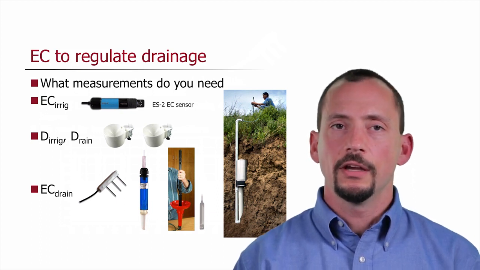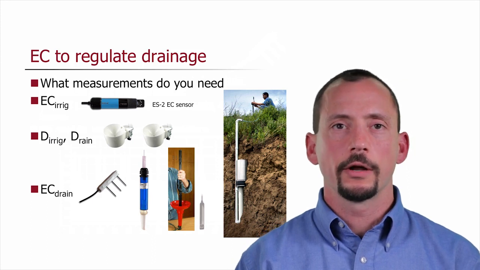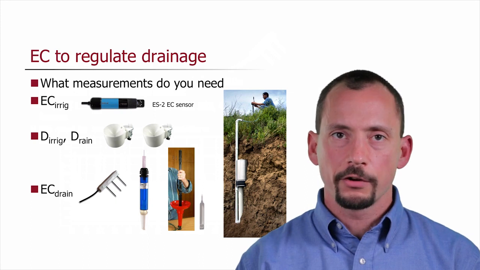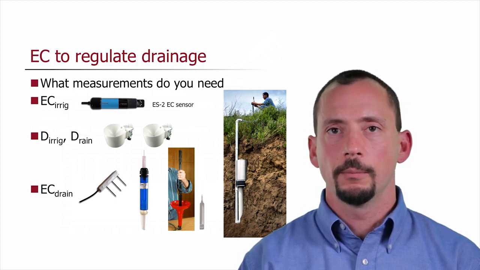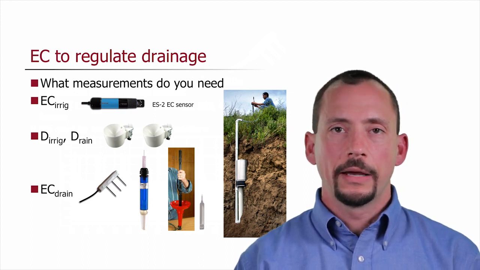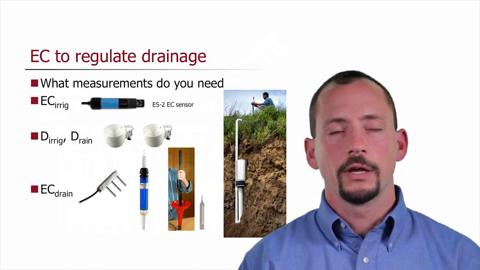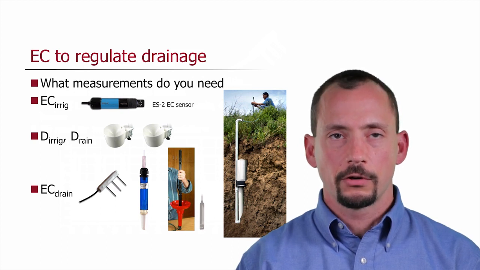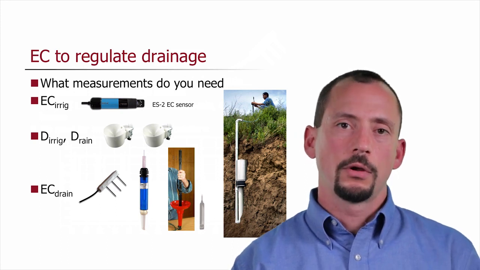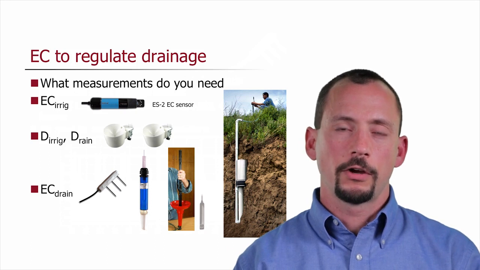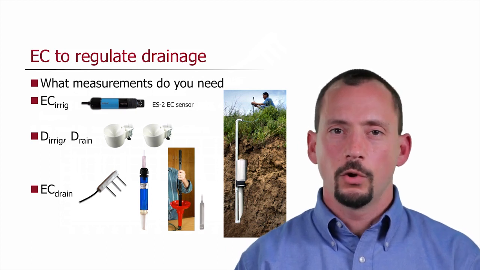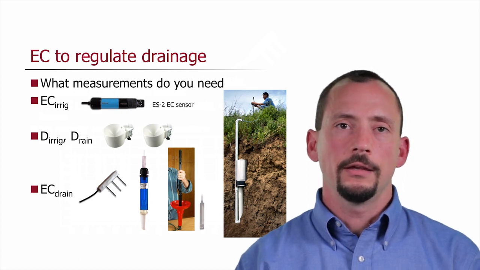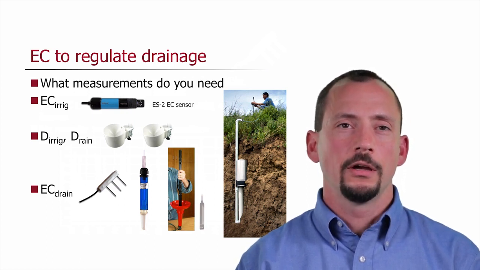Then you need to know the electrical conductivity of the drainage water. You could get that information from a pore water sampler if you needed to. You could get it from a lysimeter or a drainage collector, but probably the more common way of doing that is with a multifunctional water content and electrical conductivity sensor that measures bulk conductivity, measures volumetric water content, and uses the Hilhorst equation or Rhoades equation or one of the other equations to calculate the soil water EC of the drainage water.